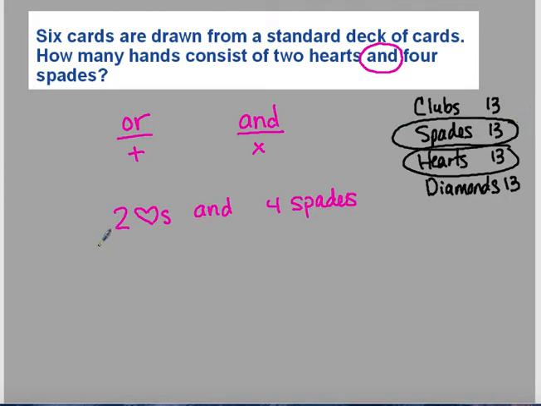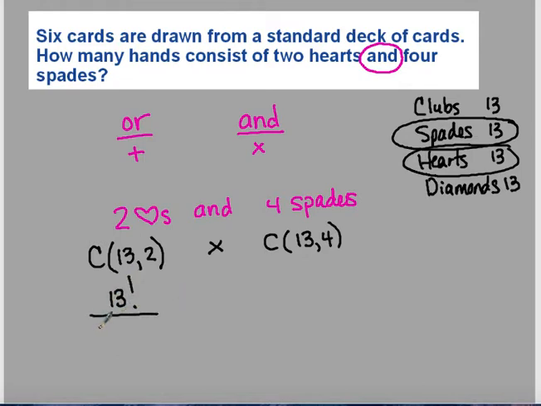It doesn't matter the order that I choose, so that means I'm going to have a combination of 13 hearts, choosing 2 of those, and a combination of 13 spades, choosing 4 of those. You can use the combination button in your calculator, or I could do the quick work of the math: 13 factorial divided by 11 factorial, dividing out the overlap, times 13 factorial divided by 13 minus 4, which is 9 factorial, divided by 4 factorial. If you're doing it in your calculator this way, you probably want to put a set of parentheses around the denominator just to make sure those are being multiplied.